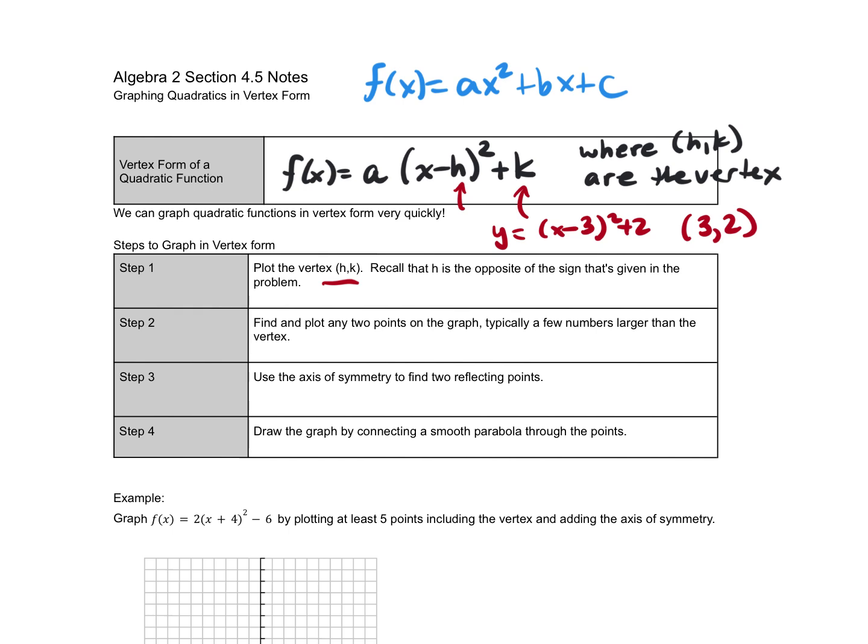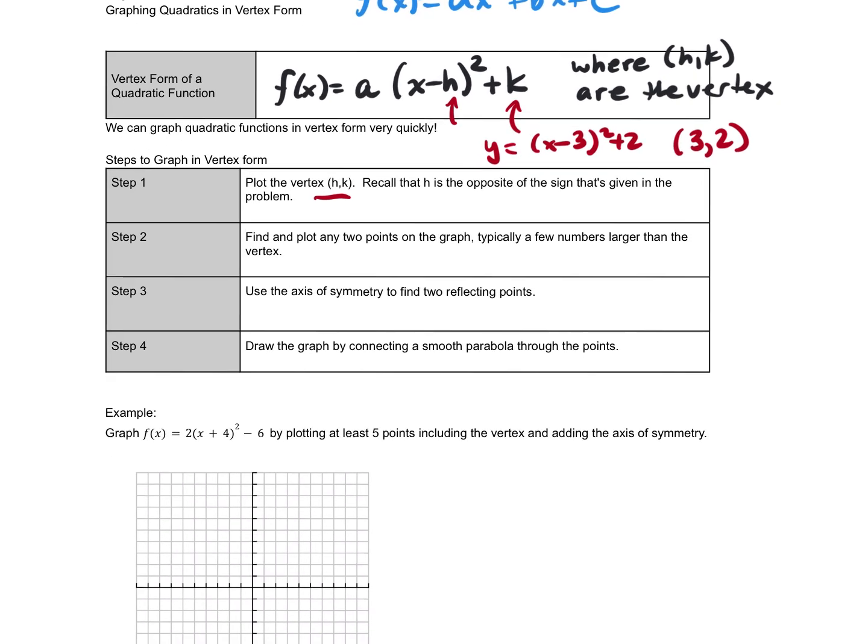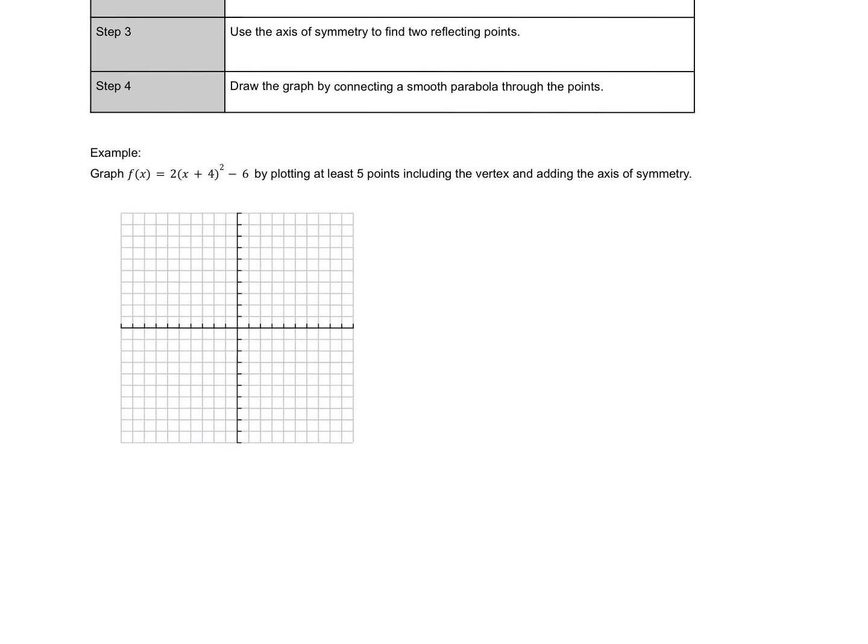Once you have that vertex, which is going to be either the min or the max of your parabola, you can find a couple points on each side of the graph, maybe a couple larger, a couple smaller, and then we have our symmetry to finish up our graph. So, a really fast way to graph a parabola. So let's go ahead and look at a couple examples. This first one says graph f of x equals 2(x plus 4) squared minus 6 by plotting at least 5 points, including the vertex, and adding the axis of symmetry.